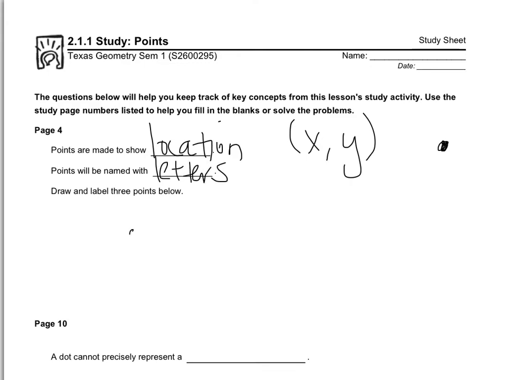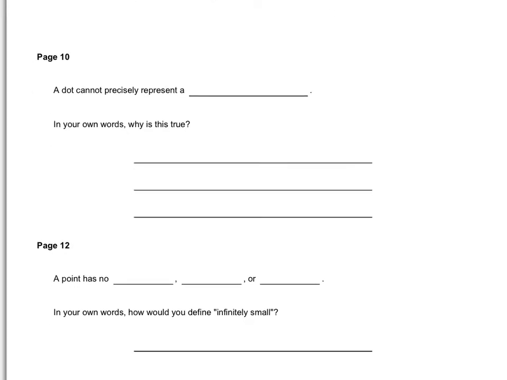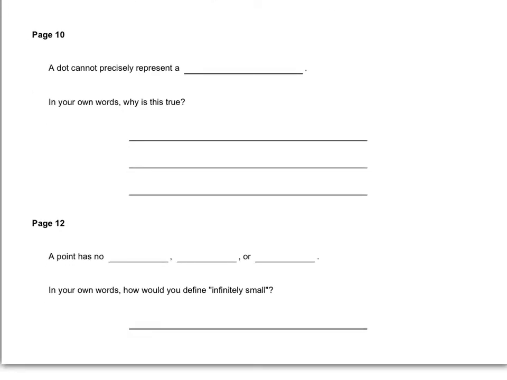So if I were to have 3 points, we could call this point A, point B, and point C. What does that mean? The problem is a dot or a point cannot precisely represent a location. It's not 100% exact because sometimes our dots are really big, sometimes our dots are really small. So they're not 100% precise, but they show a location.